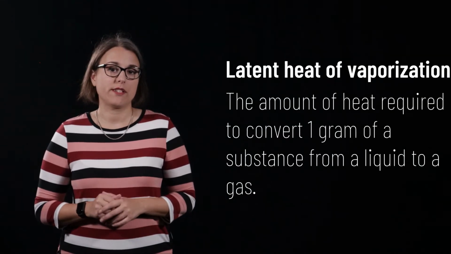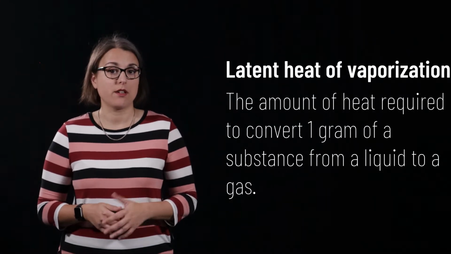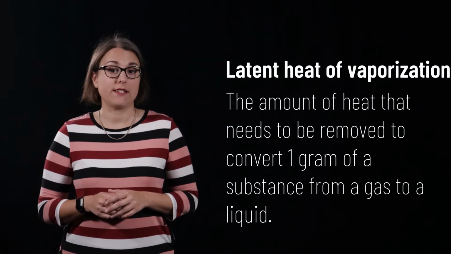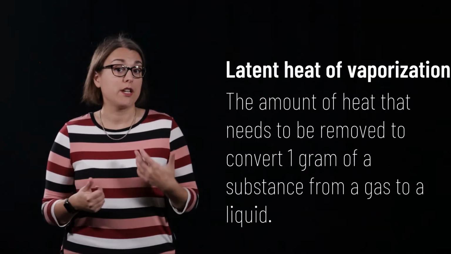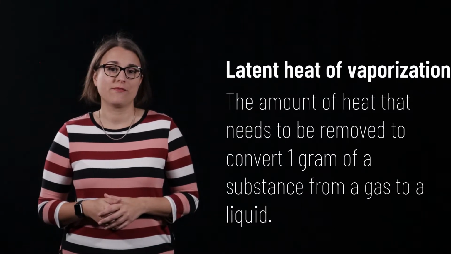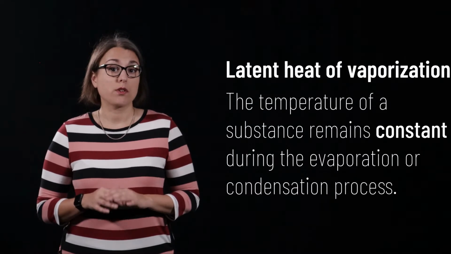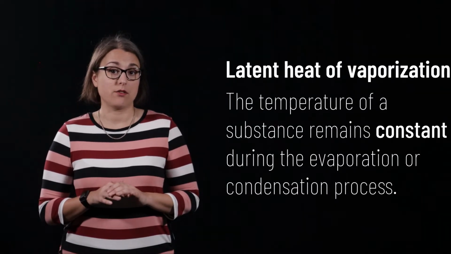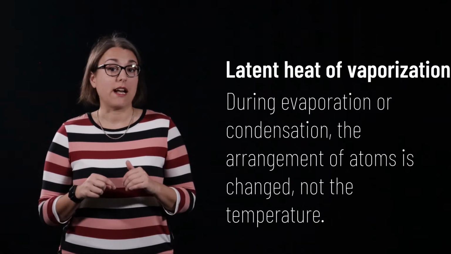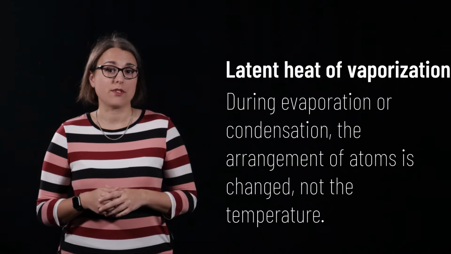Latent heat of vaporization describes the amount of heat required to convert 1 gram of a substance from a liquid form to a gaseous form. Alternatively, it defines the amount of heat that must be removed from 1 gram of a substance to convert it from a gas to a liquid. During the evaporation or condensation process, it is important to note that the temperature of the substance remains constant. Any heat entering the liquid does not increase the temperature. It changes the molecular arrangement of the atoms.